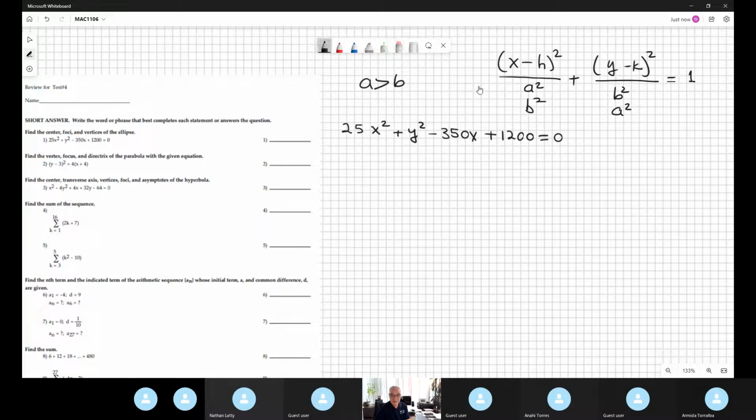This is the classical standard form. And this is called the general form. Okay, what is the procedure? The procedure is easy.